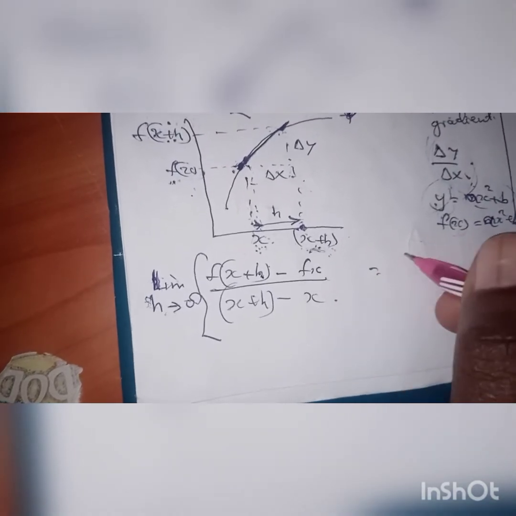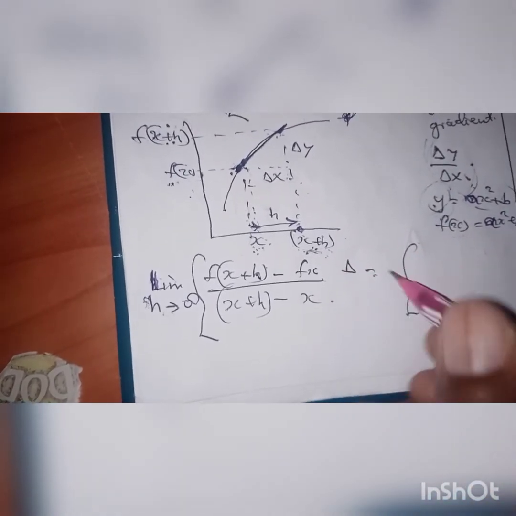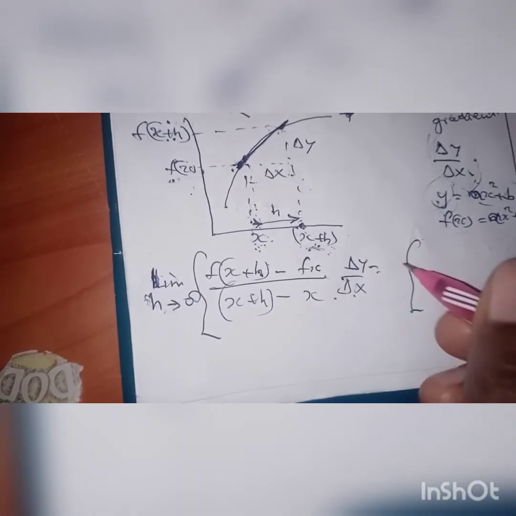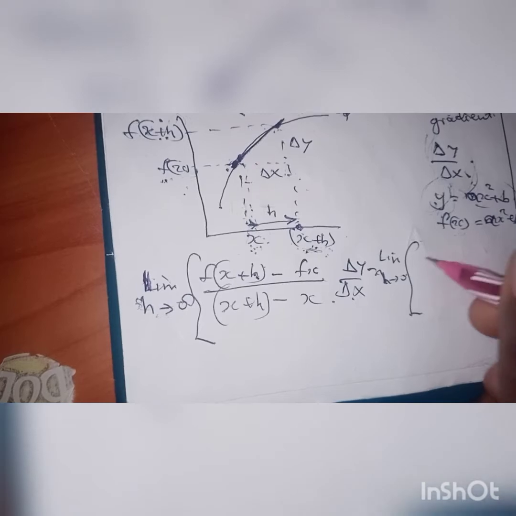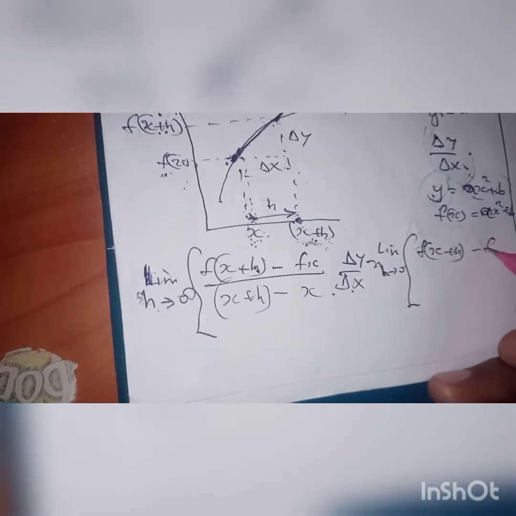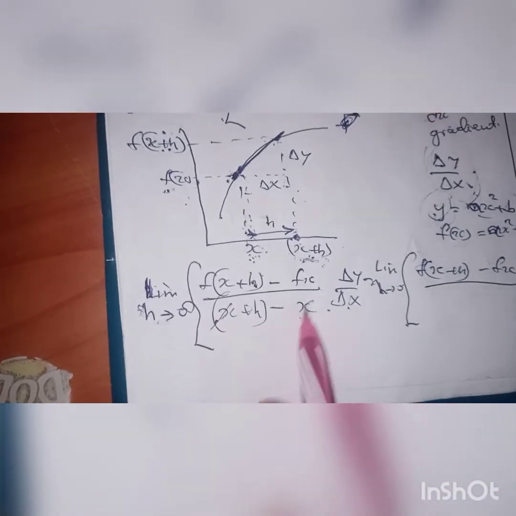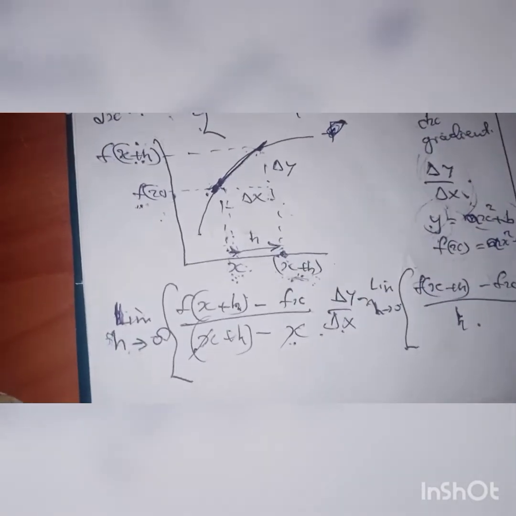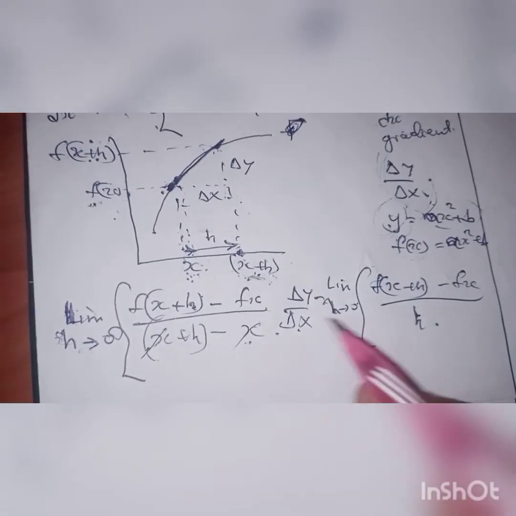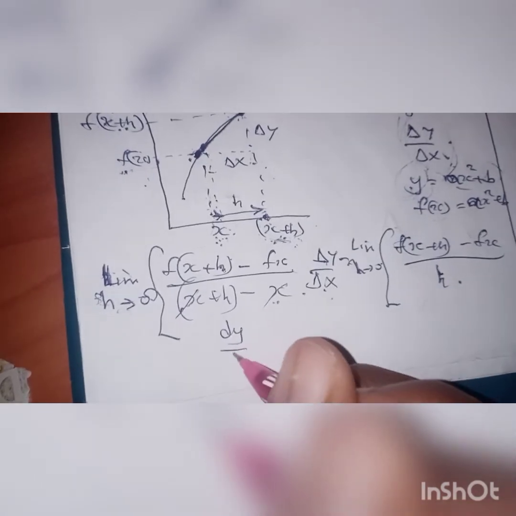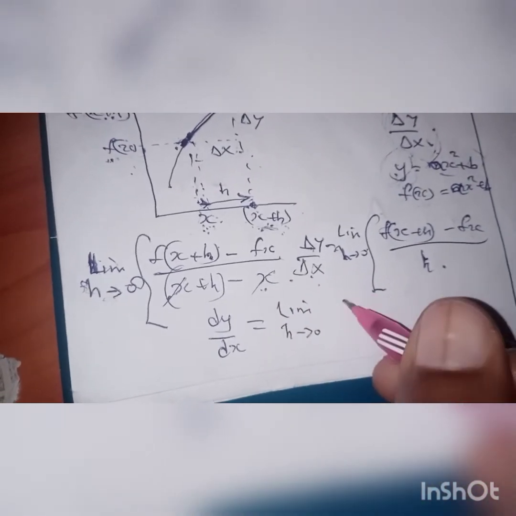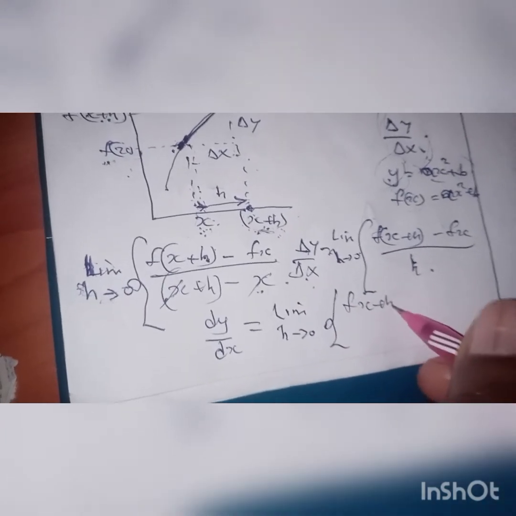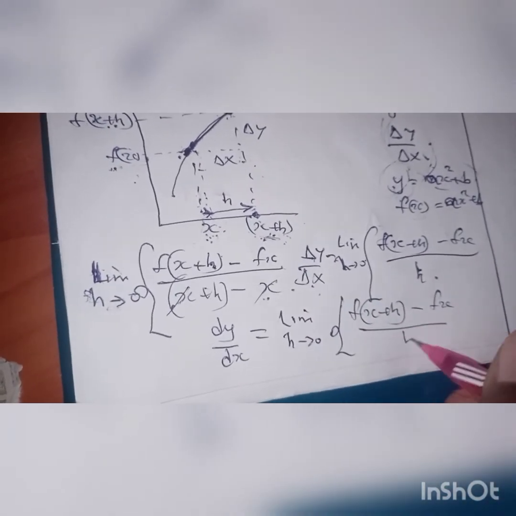Let's simplify this function. The change in y over change in x, which is the gradient, can be given by the limit of h approaching 0 of f(x plus h) minus f(x) all over h, since x and x cancel out, leaving h. This is how we obtain that function. Since the change in y over change in x is the gradient, and in differentiation we find the gradient by differentiating a line in terms of dy/dx, therefore dy/dx is just the limit of h approaching 0 of f(x plus h) minus f(x) all over h.